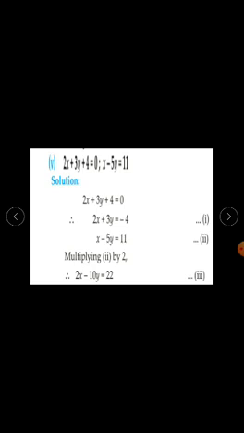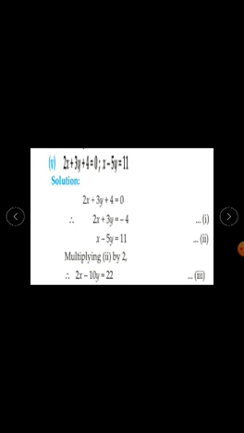Now, fifth sub question. The first equation is 2x plus 3y plus 4 equal to 0, and the second equation is x minus 5y equal to 11.